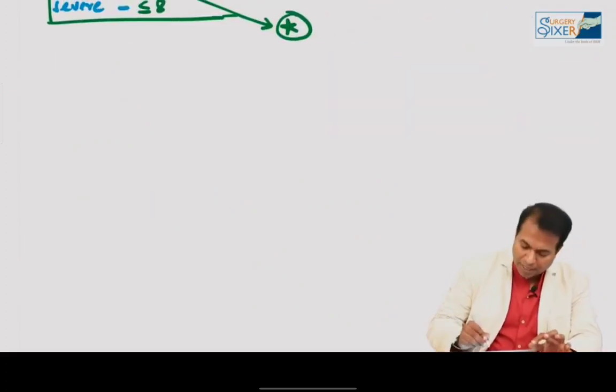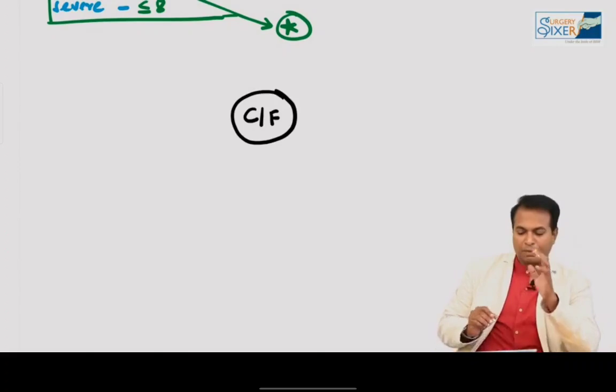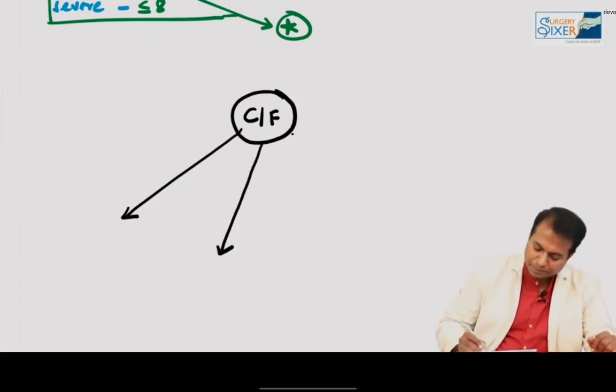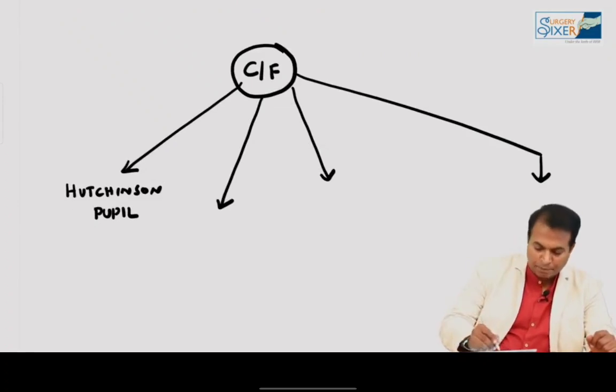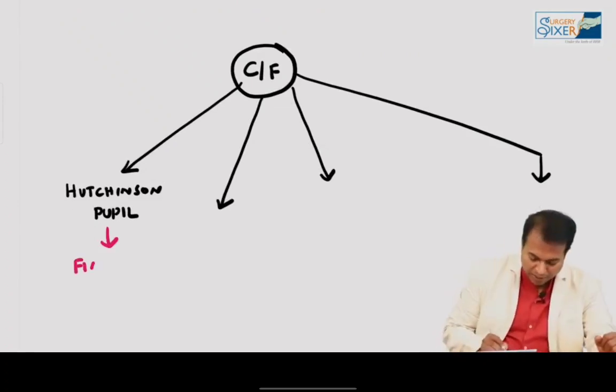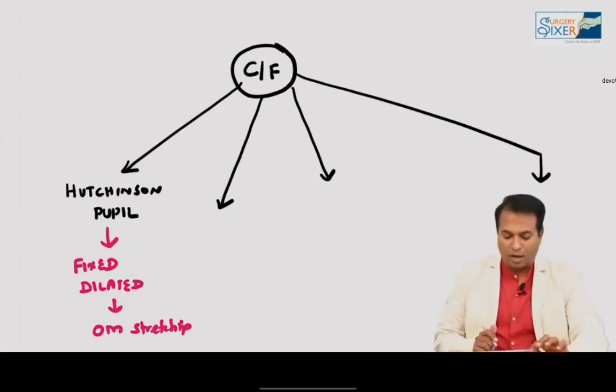Now what should I do? I should look for some clinical features of head injury. Let me tell first, Hutchinson pupil. You are examining the person, who is having Hutchinson pupil. What is it? Hutchinson pupil is a fixed dilated pupil, seen in oculomotor nerve stretching. So this is one sign of head injury. Signs of head injury: Hutchinson pupil is number 1.